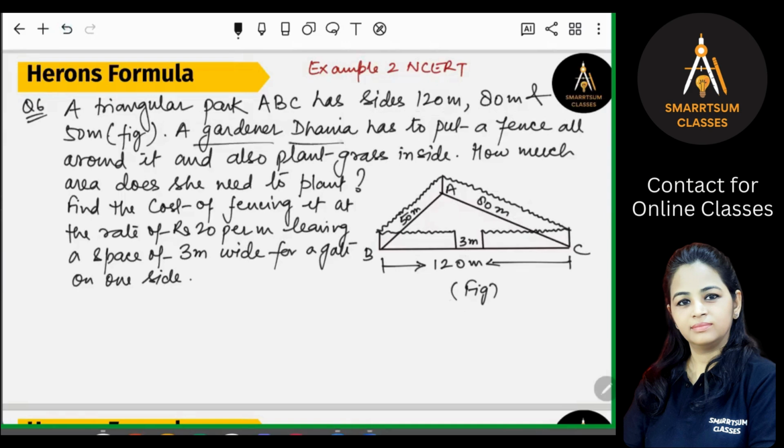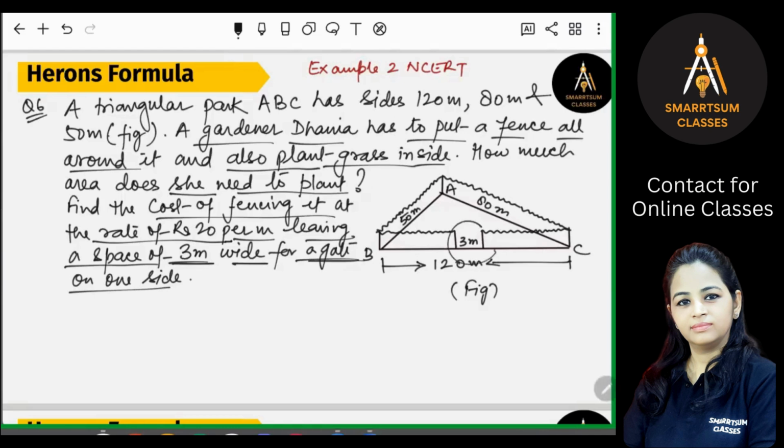A gardener, Dhania, has to put a fence all around it. So she wants to fence it all around, and she also wants to plant grass inside. So inside this, she wants to plant the grass. Now, how much area does she need to plant? Find the cost of fencing it at the rate of 20 rupees per meter, leaving a space of 3 meter wide gate on one side.